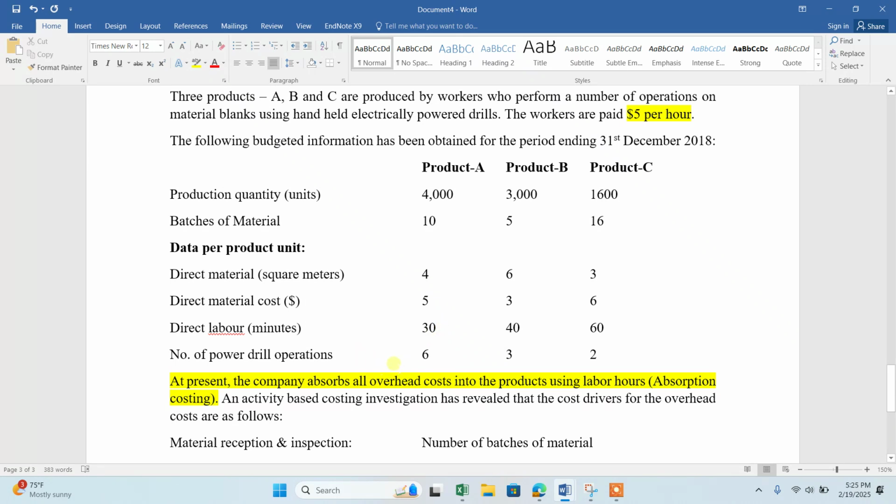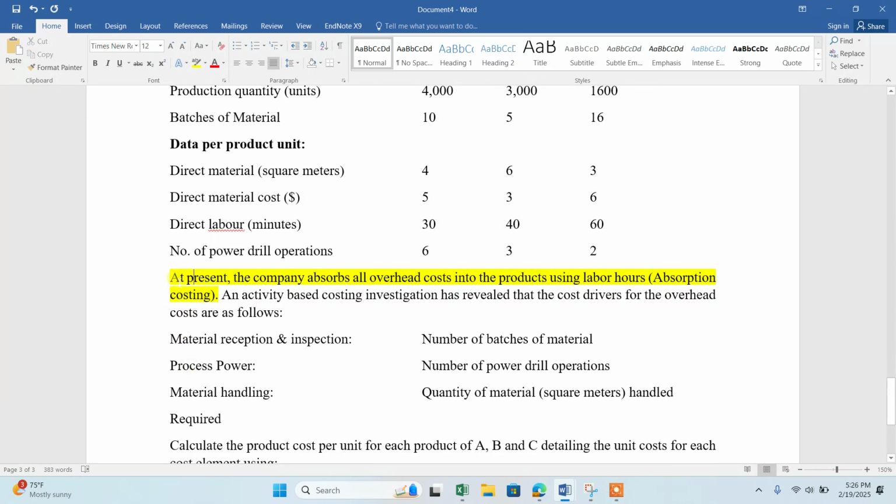Okay, the number of power drill operations required to produce one unit of A is 6. Three power drill operations are required to produce one unit of B, and two power drill operations are required to produce one unit of product C. This data is for one unit of product A, product B and product C.